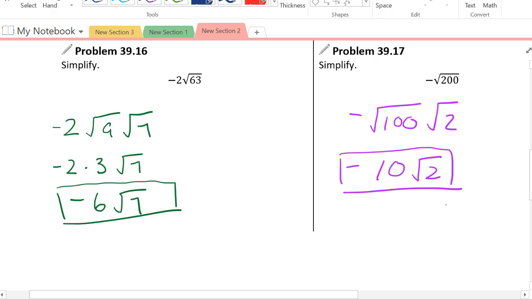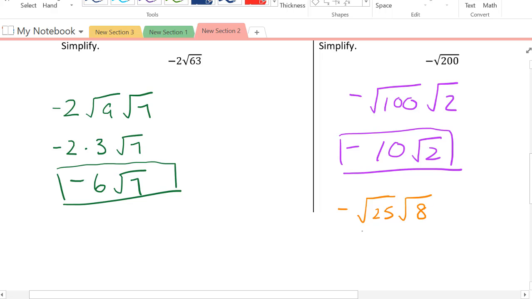Now, technically, if you didn't think of 100, you could have used 25, right? Oh no, sorry, 4 times 25 is only 100, so that doesn't work. Yes, technically use 25, right? 25 works. So if you decide to use 25, then you would have gotten 25 times 8. And then what would you get? That'd be negative 5 times square root of 8.